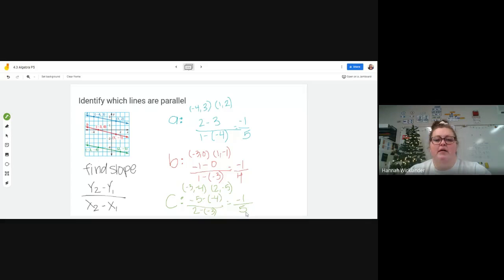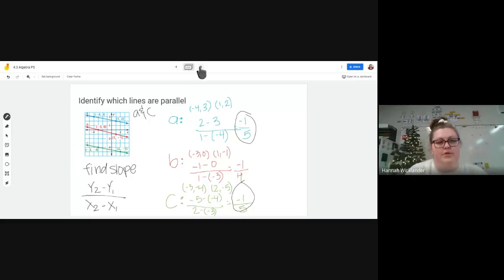So if parallel lines have the same slope, which two lines are parallel? So this is A, B, and C. Which two lines are parallel? A and C. Yes. A and C are parallel because they have the same slope, -1/5 and -1/5. Those are the same slope. So to identify which lines are parallel, A and C. All we did was find the slope.